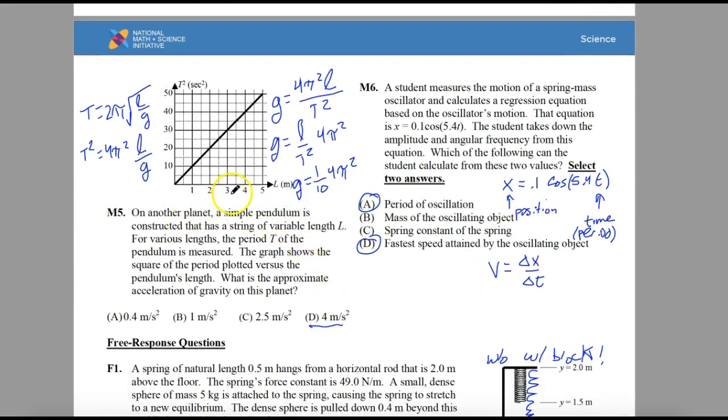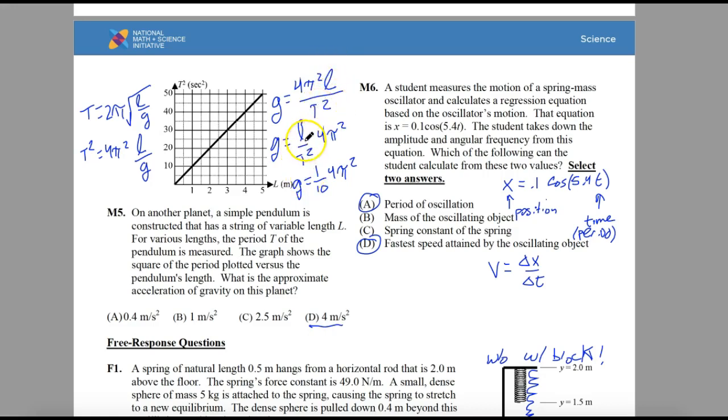This one on another planet, the simple pendulum is constructed, and they plotted t squared versus L, which is a good thing, because if you have t is equal to 2 pi times the square root of L over g, you'll see that you can solve for t squared, get that L so it doesn't have the square root over it, and the slope of this then is going to be representative of 1 over g. Okay, so what we're going to do now is say, let's solve for g. So g is equal to 4 pi squared times the length over t squared.